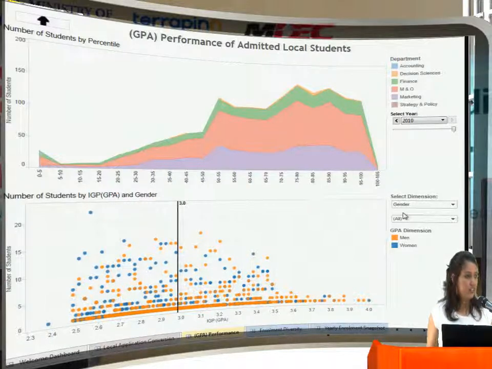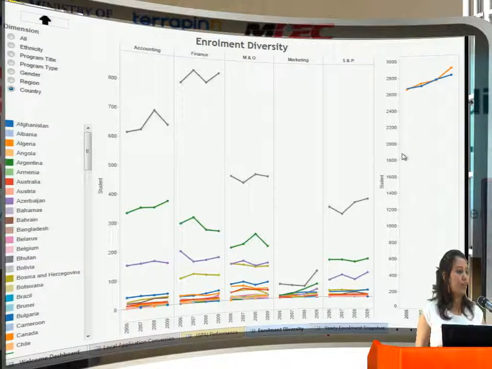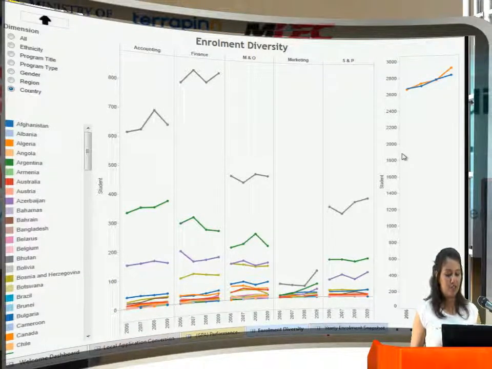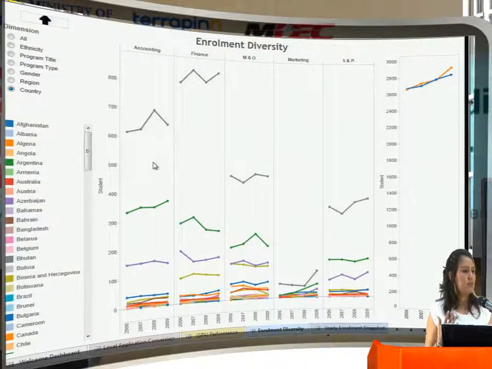Similar thing can go on gender. Are female students doing better than male, and what's the ratio, etc.? This is another interesting one where we had enrollment diversity. So we were trying to analyze between different years, 2006 to 2009, what was the enrollment diversity of different departments.